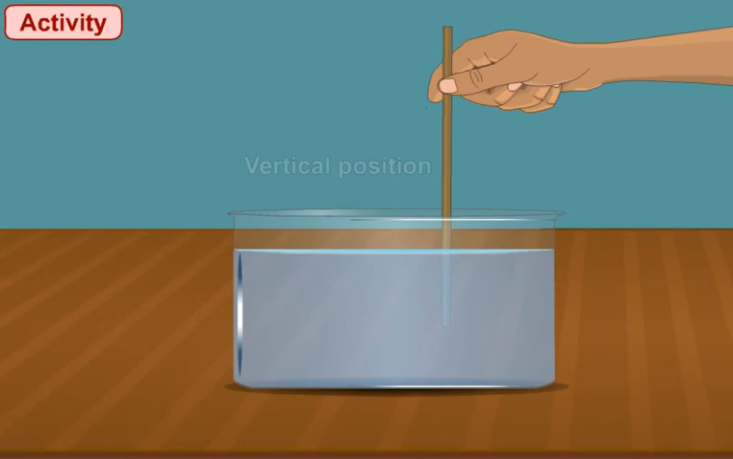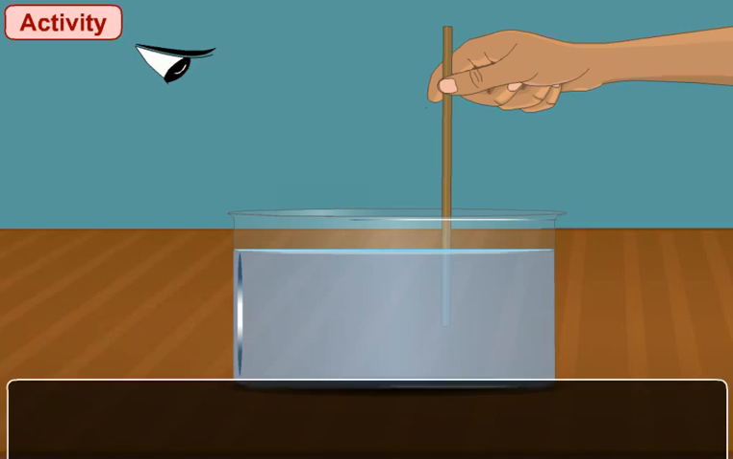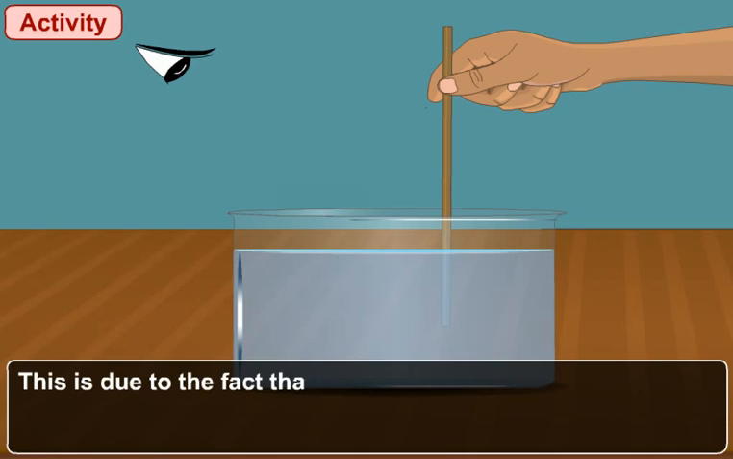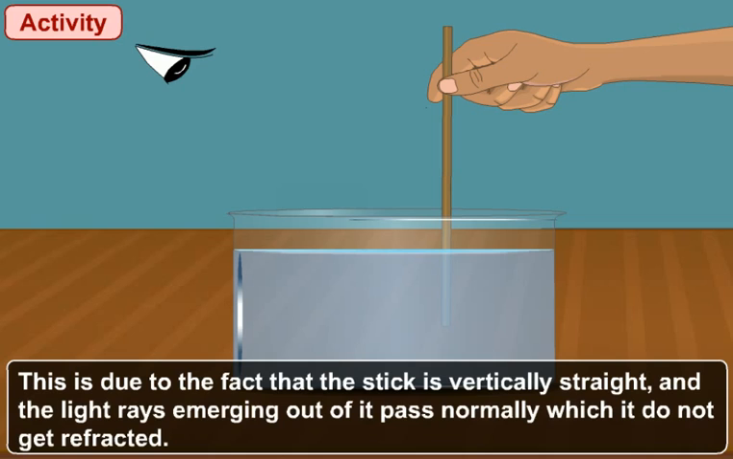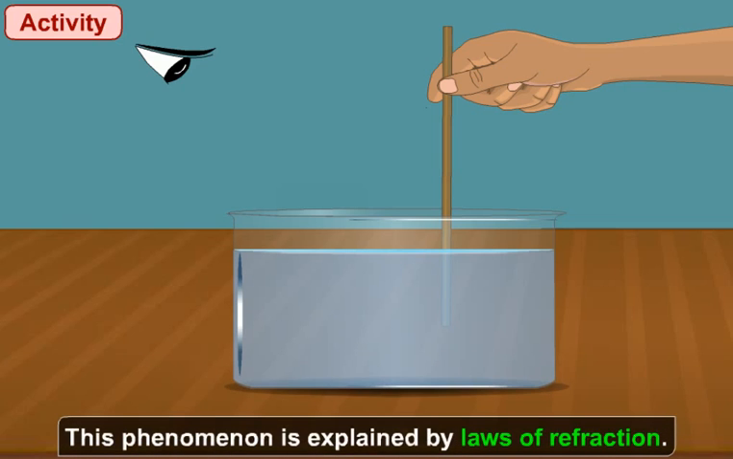Now hold the stick in a vertical position, that is, perpendicular to the surface of water, and observe. Can you see the stick bent now? No, the stick doesn't seem to be bent. Can you say why this happens? This is due to the fact that the stick is vertically straight and the light rays emerging out of it pass normally, which do not get refracted. This phenomenon is explained by laws of refraction.